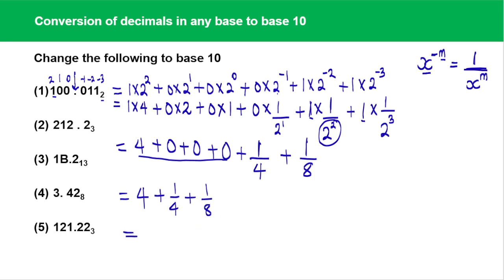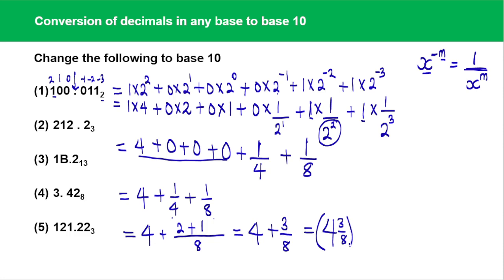The next thing to do now will be to add the fractions together by finding the LCM. The LCM of 4 and 8 is 8. 4 will go in 8 2 times. We use the 2 to multiply the 1 here, so that will be 2. Plus 8 will go in 8 once. We use the 1 to multiply this 1. 1 times 1 will give us 1. We will therefore have 4 plus 3 over 8, which is the same thing as 4 whole number 3 over 8 base 10. So this will be our answer in base 10.